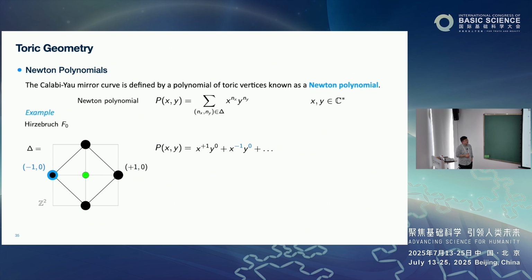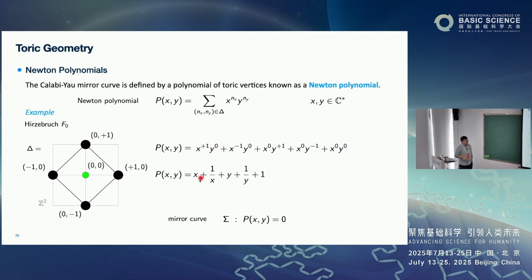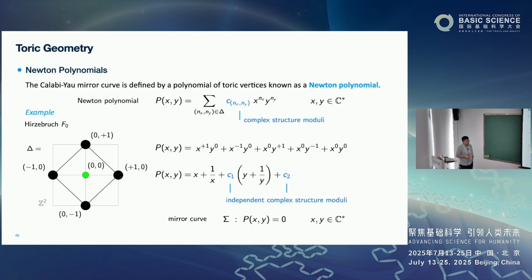So for this example of the Hirzebruch F0, I have 5 vertices, so I end up with 5 terms in my polynomial. When this polynomial is set to 0, the set of solutions defines what I call the Calabi-Yau mirror curve, sigma. In fact, I also have non-trivial complex coefficients in this polynomial, which I here call c1 and c2 for this F0 example. These are the so-called complex structure moduli associated with the Calabi-Yau.